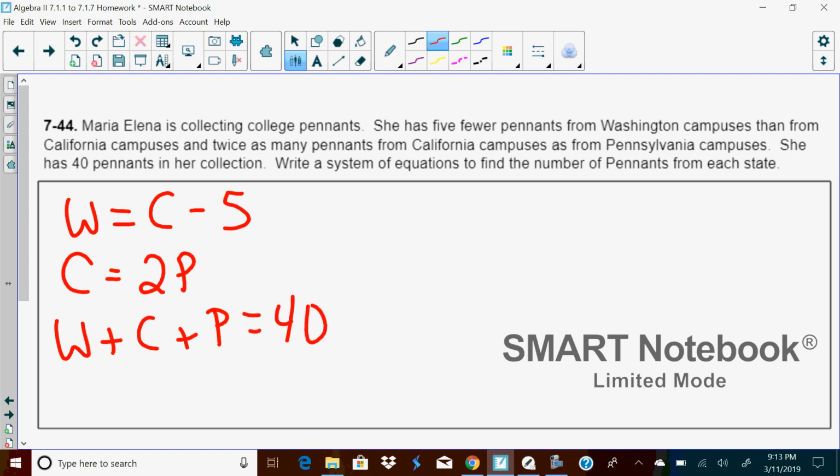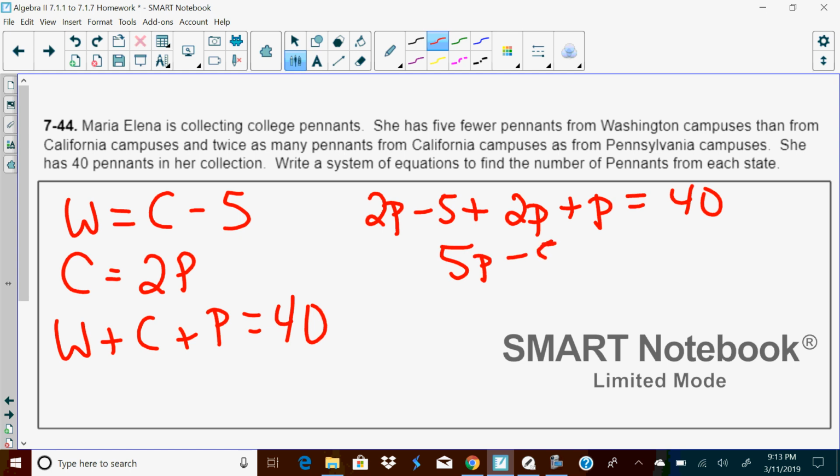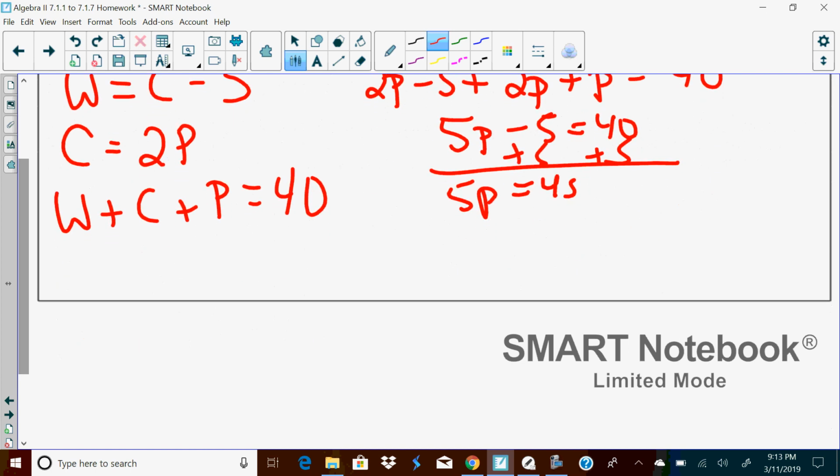So I know C is 2P. And if I plug in C, 2P minus 5 is W. So I get 2P minus 5 plus 2P plus P equals 40. So then I'm going to get 5P minus 5 equals 40. 5P is going to equal 45. Divide by 5. P is going to equal 9. So that means C is going to equal 18 because 2 times 9 is 18. And W is going to equal 13.